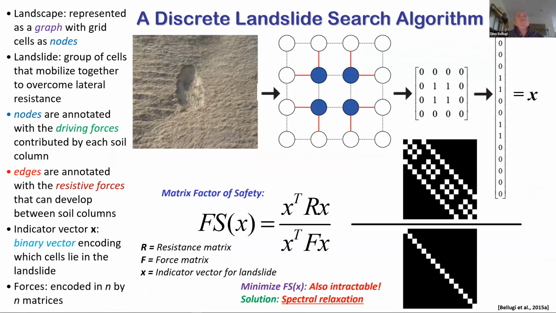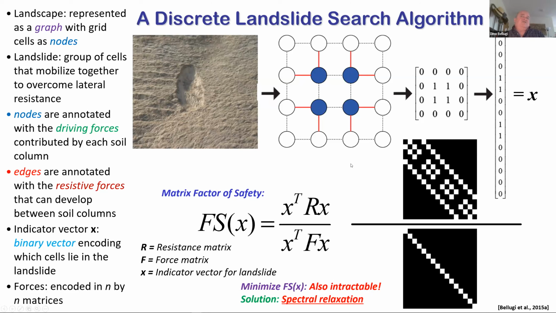So we found a way to get around this by representing the landscape as a graph where the nodes of these graphs correspond to the soil columns that we saw before and are annotated with driving forces that those soil columns can contribute to a landslide. The edges instead represent the resistive forces that can develop between these soil columns. And so what is a landslide in this world is just a collection of cells, which can be represented by a binary indicator vector, where 1 means you're inside a landslide and 0 you're outside.